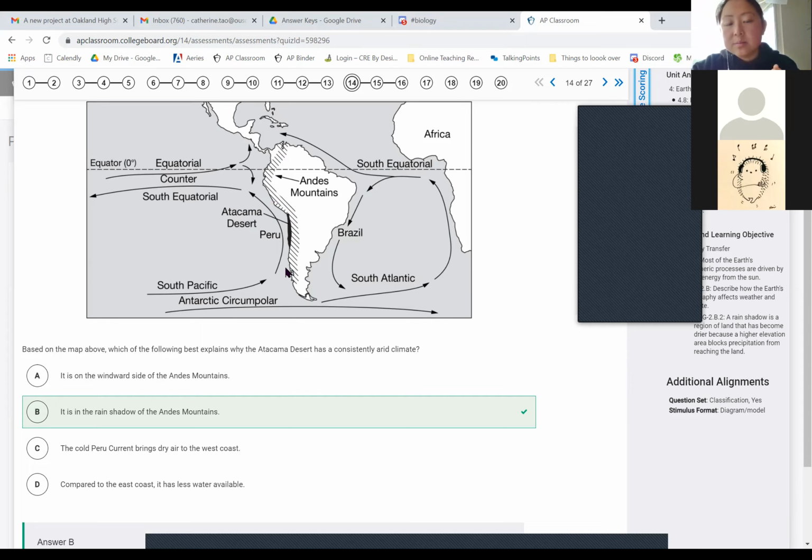And I think the principle that the APS wants you to know is that the rain shadow occurs at the foothills of really large mountain ranges. And they want you to be able to identify that.